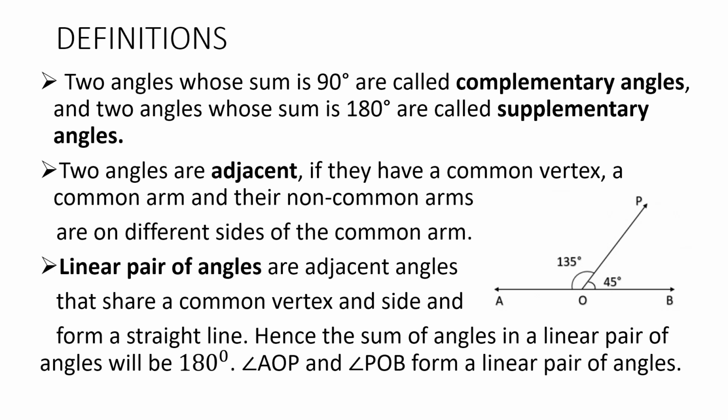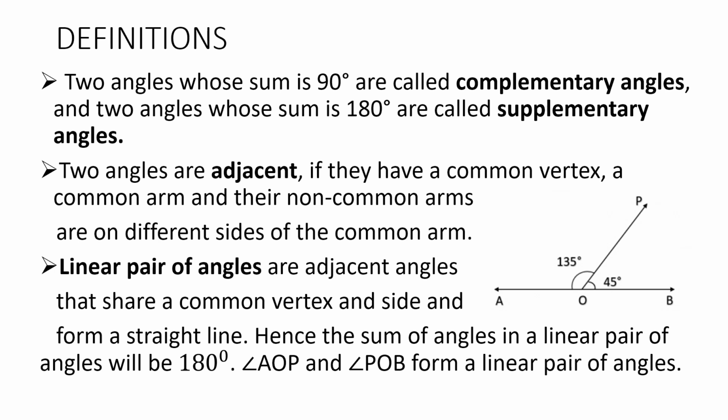Next, two angles whose sum is 90 degrees are called complementary angles, and two angles whose sum is 180 degrees are called supplementary angles. So when two angles are complementary, the total is 90 degrees, and when two angles are supplementary, the total measure is 180 degrees.